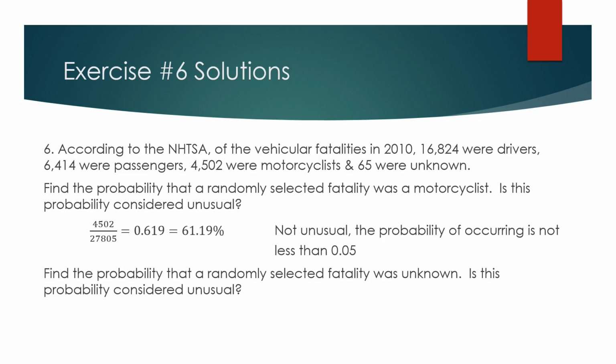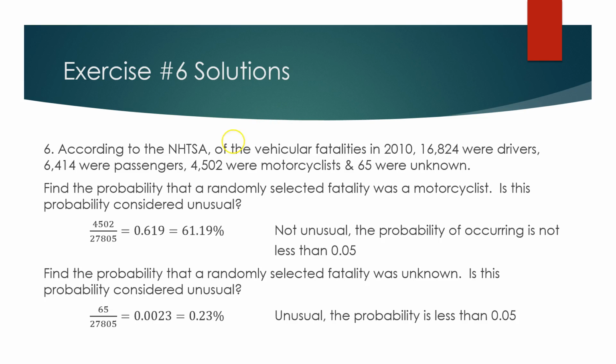Find the probability that a randomly selected fatality was unknown. So this is something I'd want to calculate if I wanted to see if this is a problem, bad paperwork. Let's say we're attributing this to bad paperwork. Is this probability considered unusual? I hope it is, because if there's bad paperwork that often, that would be a bad sign. So there were 65 unknowns out of a total of 27,805. And that is 0.0023.